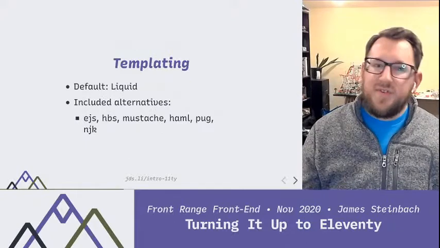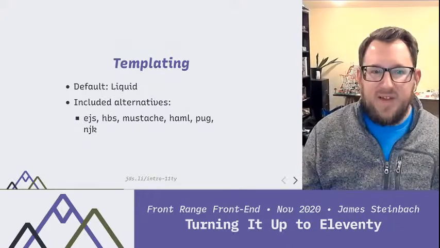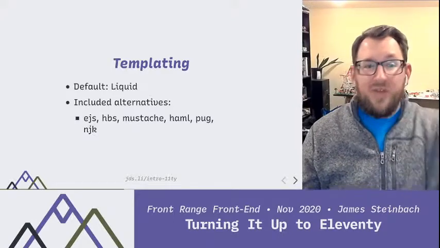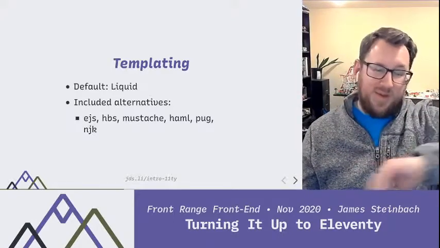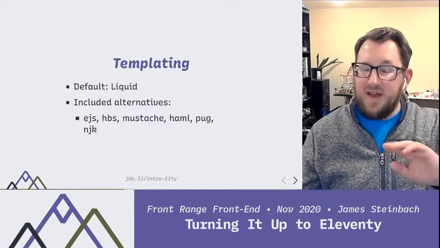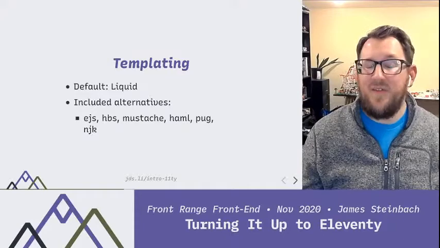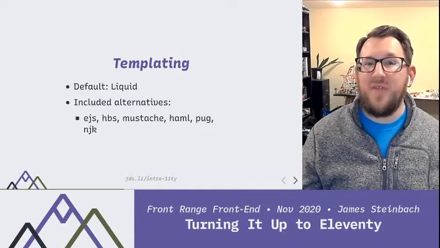Defaults for templating, worth covering. Liquid is the default. It's also my personal favorite. Your favorite can be different, and that's awesome. But like all these alternatives here, EJS to Mustache to Pug to Nunjucks, even JS files with template literals and interpolated data, all that's great. Eleventy supports all of that right out of the box.